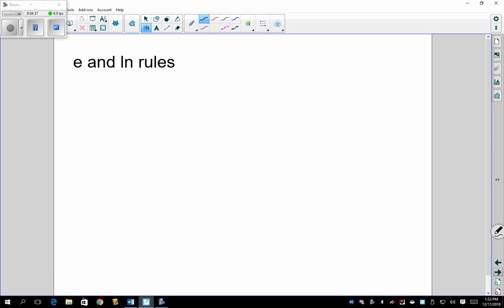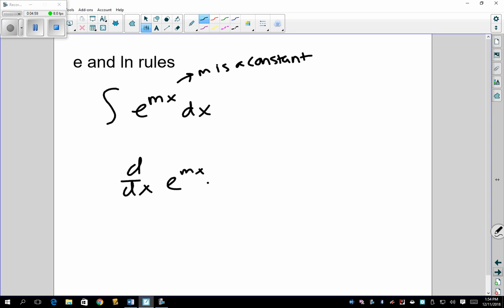For e and ln, they're very similar to our reverse power rule. So the integral of e to the mx dx, where m is a constant. When we take the derivative of e to the mx, we just bring down that m and we keep e to the mx. So when we take the integral, we're again just going to divide by that constant. So e to the mx over m plus c. This is our basis for integrating e. And it's important to remember that m is a constant. So I can't have x squared up here, I can't have x cubed or like sine times x. I need to have just m as a constant.